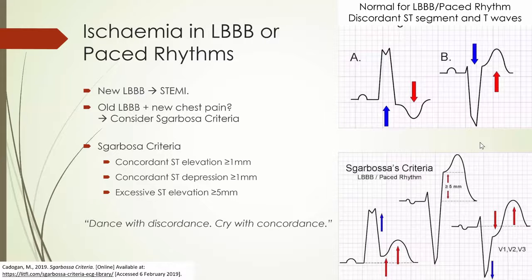I just quickly feel the need to mention that these criteria are specific, but they're not very sensitive. As in, if someone does not meet the Scarbosa criteria, that doesn't mean you can just say, yep, they're safe, definitely not having an acute coronary syndrome. They still might be, even if they don't meet the criteria. But they are pretty specific. So if someone's positive for the Scarbosa criteria, as in they do have those concordant changes, that's actually pretty specific, and you're not 100%, but you're pretty close to guaranteed that person is having some form of myocardial ischemia.